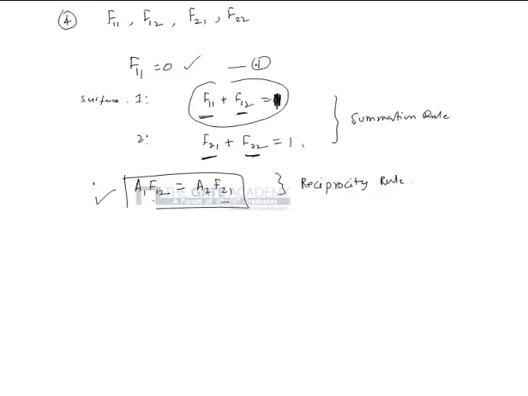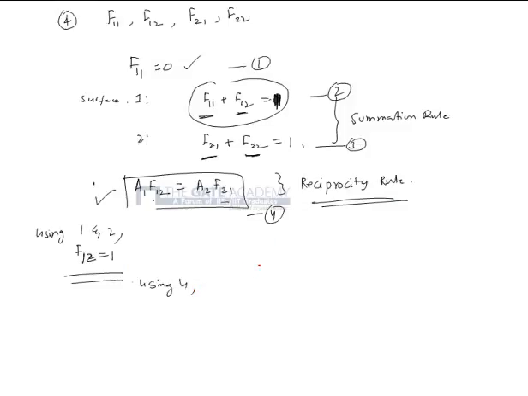So using 1 and 2, I get F12 as 1. Let's denote the summation rule as 3 and the reciprocity rule as 4. Now using 4, the reciprocity rule, which you can use for each pair at a time, as there are only two surfaces that forms one pair, so you will get only one equation. So A1 into F12 is equal to A2 into F21.